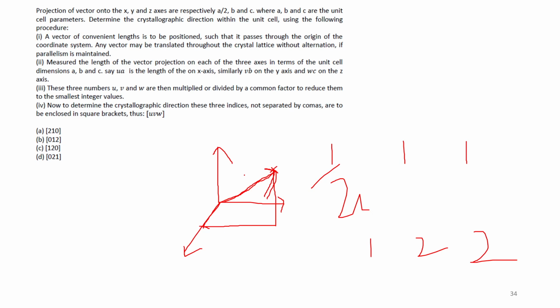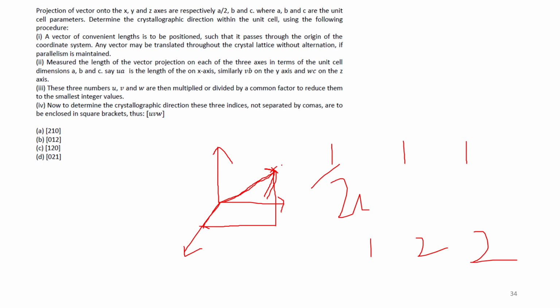The projections of a vector onto the x, y, z axes are respectively a by 2, b and c, where a, b, c are the unit cell parameters. Determine the crystallographic direction within the unit cell using the following procedure. The first step is that a vector of convenient length is to be positioned so that it passes through the origin of the coordinate system. Any vector may be translated throughout the crystal lattice without alteration if parallelism is maintained.